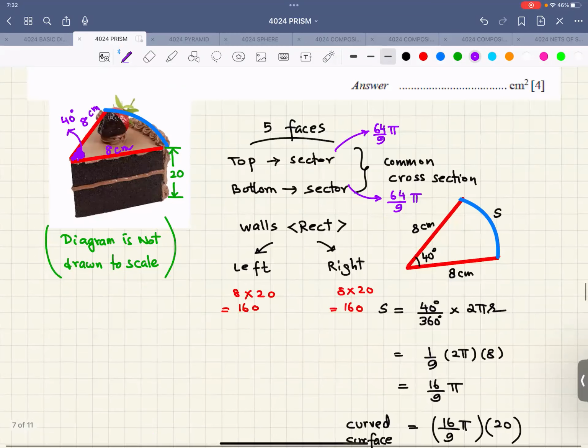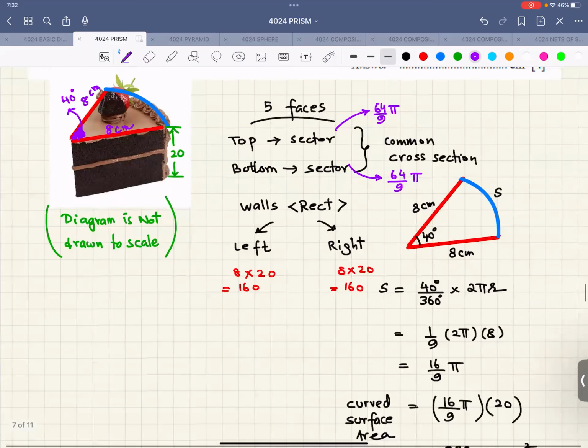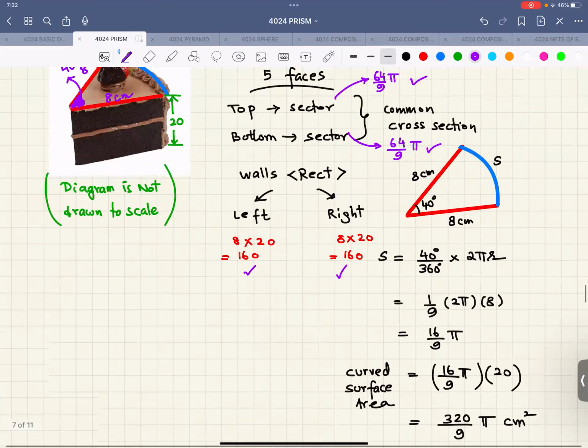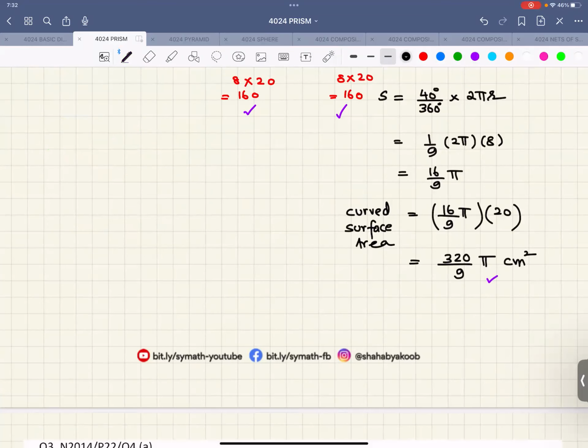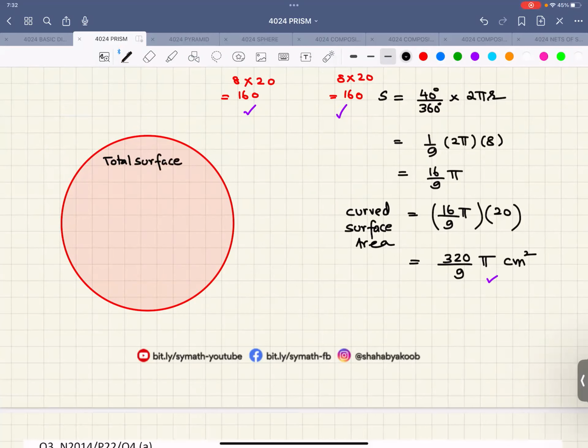Now let's add it all up. 1, 2, 3, 4, and this one, that's 5. So therefore, let me draw a box. The total surface area is the area of all these 4 faces, 5 faces actually. That is 2 times the sector, that is 64 over 9 pi. That's 2 times 160. And then we have the curved surface area, that is 320 over 9 pi.